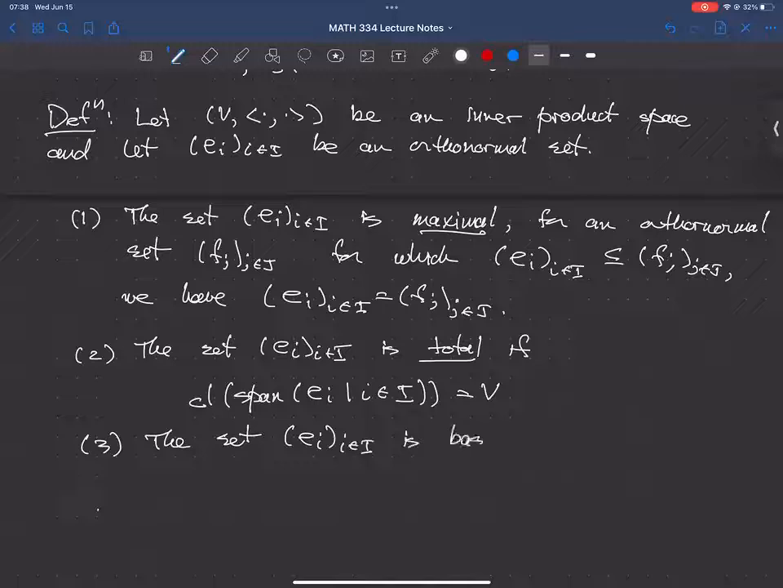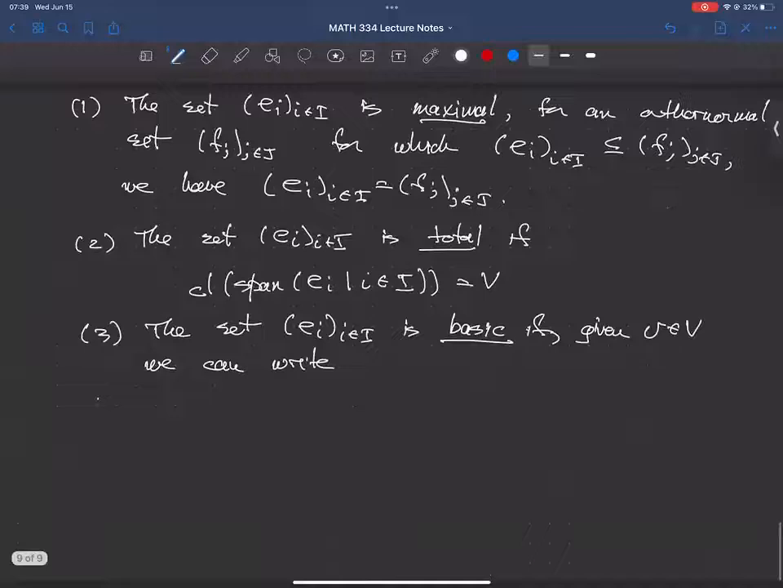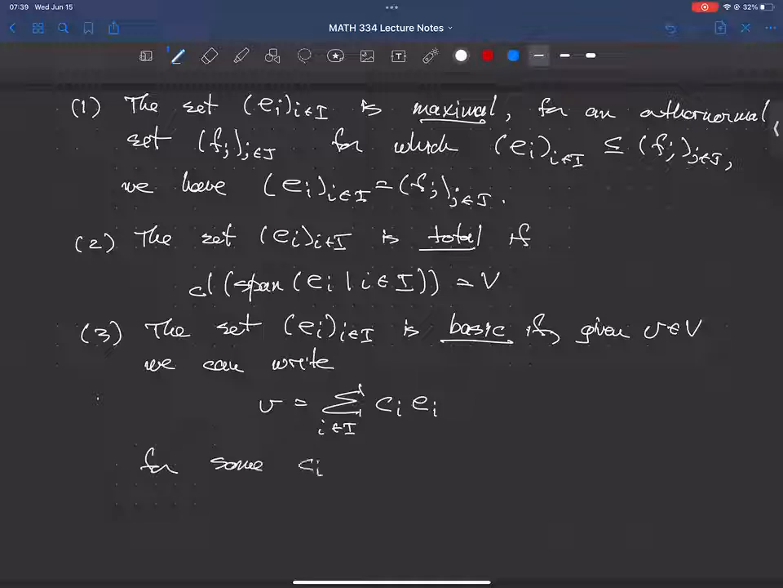If, given a vector v in V, we write v equals the sum over i of c_i e_i for some c_i in F. Okay, so now it's not entirely clear what this means.